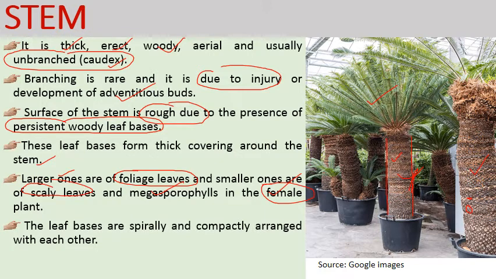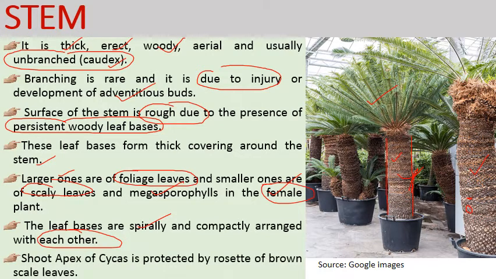The leaf bases are spirally and compactly arranged with each other. जो arrangement है वो spiral होती है leaf bases की, and the shoot apex of cycas is protected by a rosette of brown scale leaves. So जो tip है cycas की, इसमें brown color की leaves present होती हैं, scaly leaves, जो protective covering बनाती हैं in the growing region.